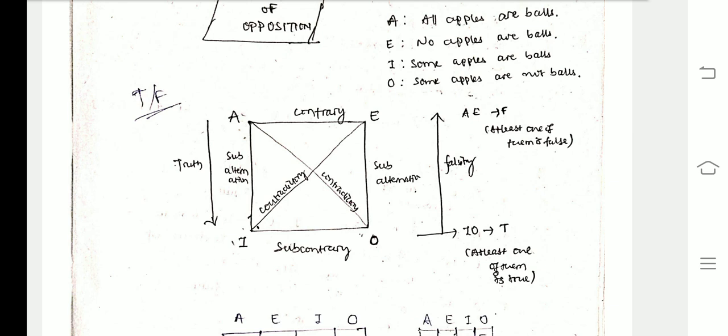So A and E, the nearest letter is F. This is a trick to remember: at least one of them is false. A and E, at least one of them must be false. I and O, IoT, Internet of Things: at least one of them is true.